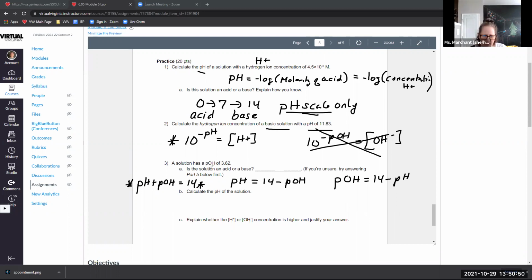So once you know the pH, that answers part B, but also you can tell if it's an acid or a base. Explain whether the H plus or the OH minus concentration is higher. Well, for that one, figure it out. 10 to the negative pH is equal to the concentration of H plus. 10 to the negative pOH is equal to the concentration of OH minus. Get actual facts here. So find the concentration of H plus, find the concentration of OH minus, and then explain what you know from there.